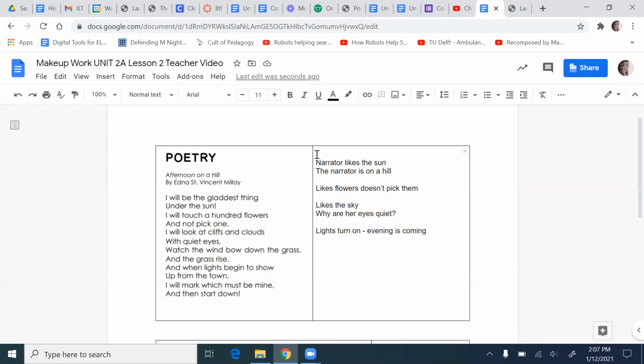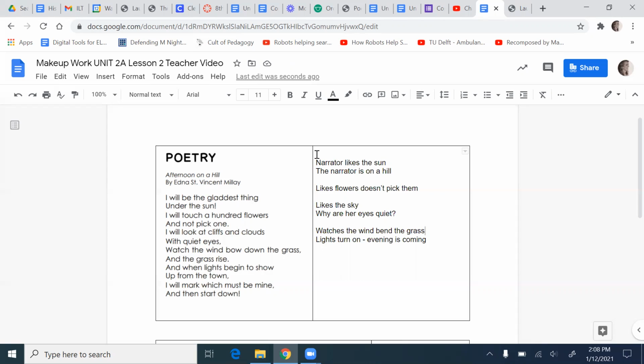Watch the wind bow down the grass and the grass rise. So she loves to watch the wind. And the, okay, so the wind's bowing. She's watching the wind bend the grass. So I'm going to go back and read that one to the punctuation because there's a period there. I will look at cliffs and clouds with quiet eyes, watch the wind bow down the grass and the grass rise. So she's laying and just watching the wind blowing over the hill.